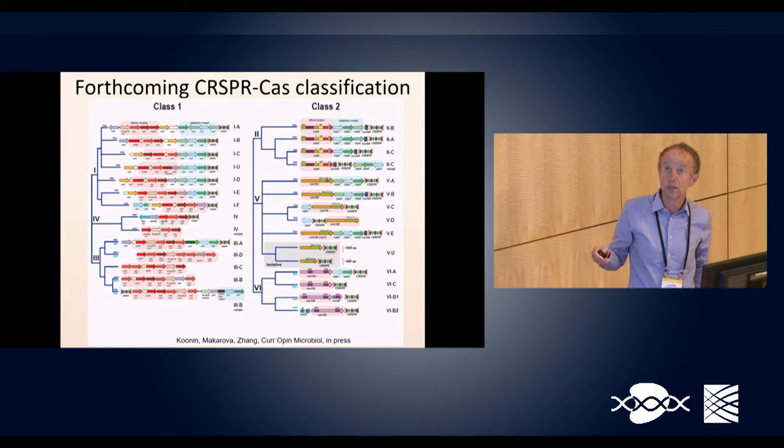And I will not deal with class one, not really talk at all about class one now, but we'll say a couple of words about class two. So we now have three types in class two: two, five, and six, non-consecutive historically. And type 5 keeps growing.